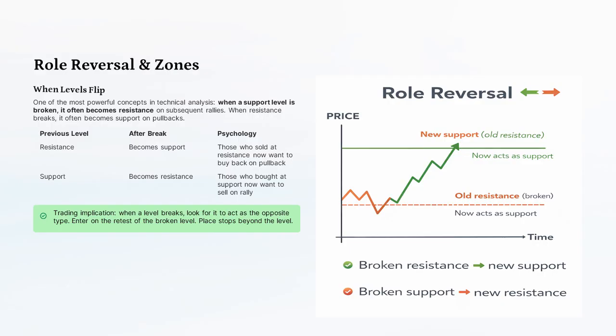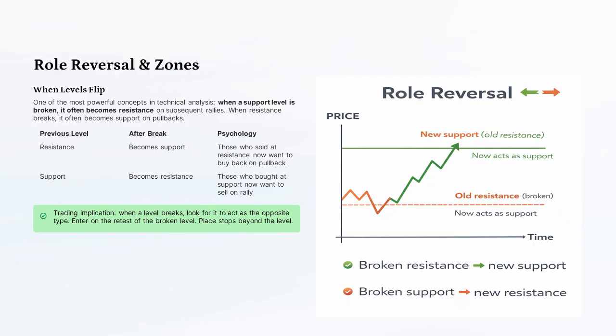Why does this happen? The psychology is fascinating. Traders who bought at the support level expecting a bounce got stopped out when price broke lower. They now want to sell when price returns to their entry to get their money back. Traders who sold short on the breakdown see price returning. Some add to their shorts. Others set stops just above the level. The net effect is that selling pressure accumulates right at the old support level.